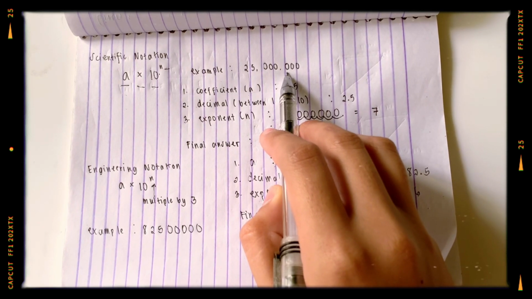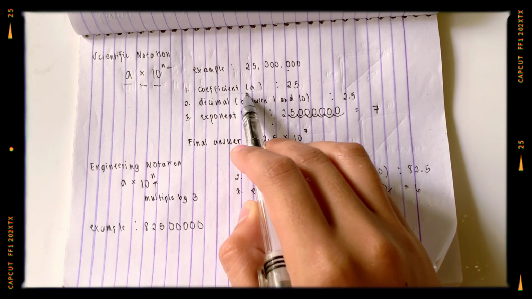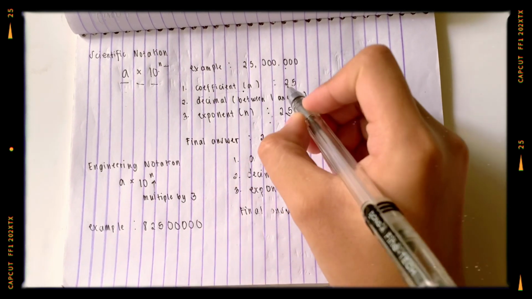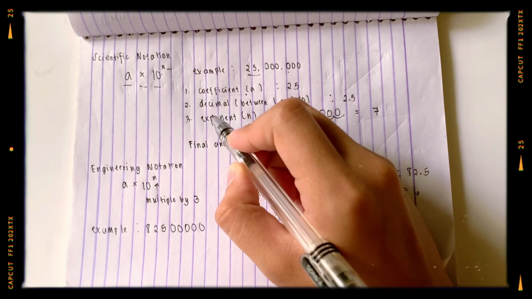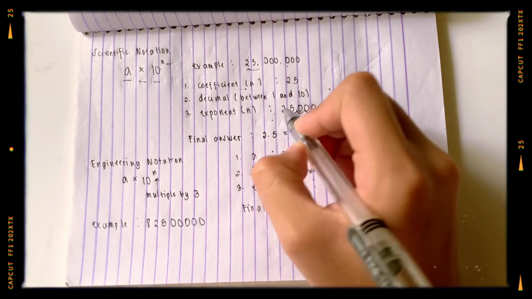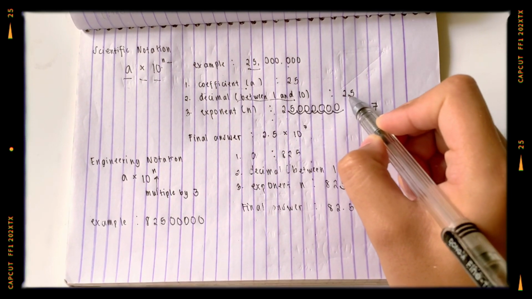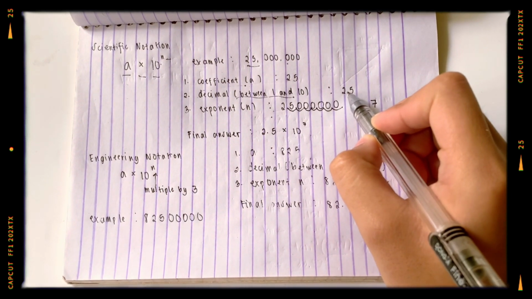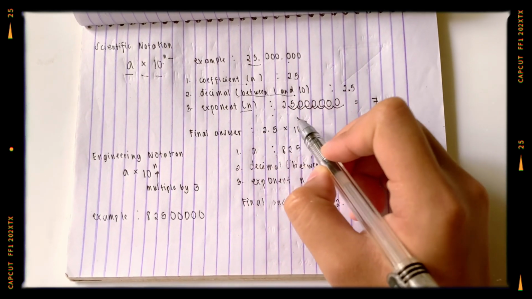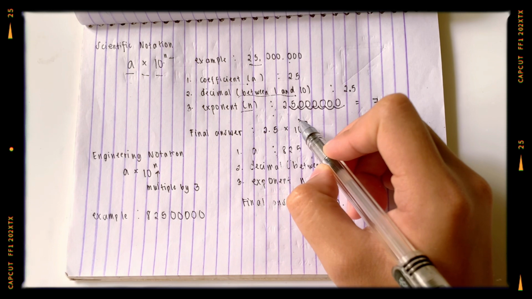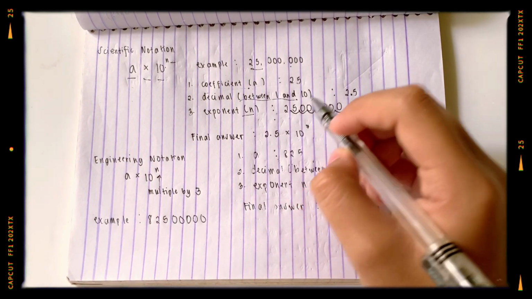The first thing we need to do is to identify the coefficient a, or the non-zero digits in the number. In this case, it's 25. Next is to write them as a decimal between 1 and 10, so it becomes 2.5. Then we determine the exponent n by counting the number of places we moved the decimal point to get the number to be between 1 and 10.